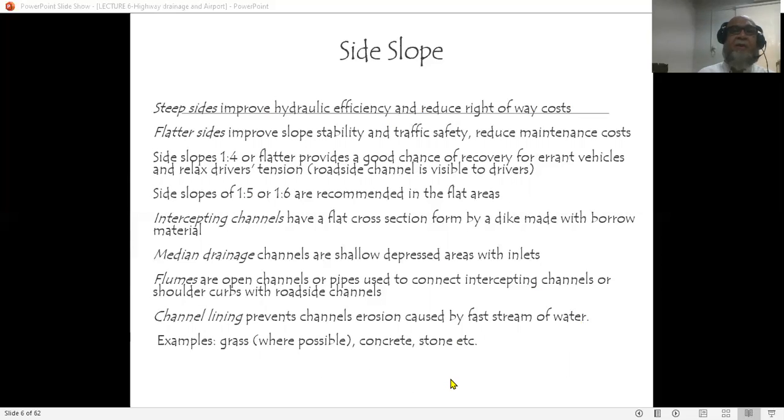The typical example of side slope lining would be grass, where it is possible. Then there is concrete, stone, etc. The problem sometimes with the grass is the maintenance. If you do not maintain it, the grass will create a problem, and there may be some animals hiding there. So it's not very good.